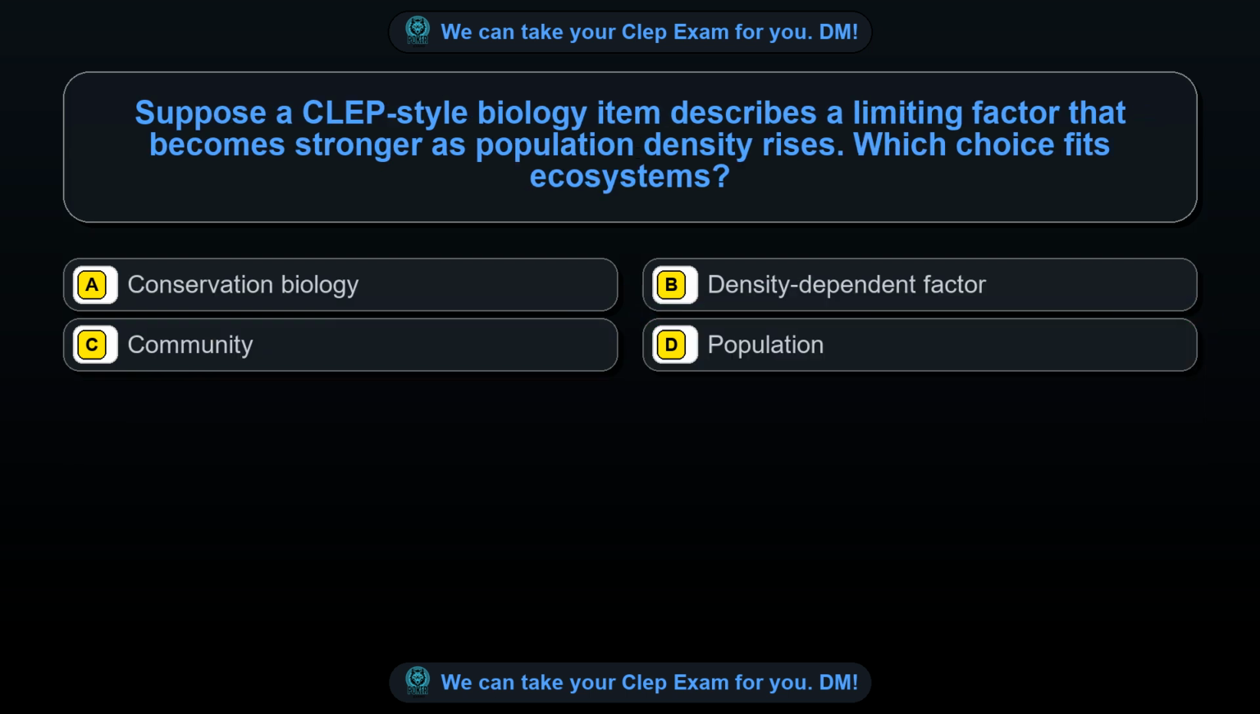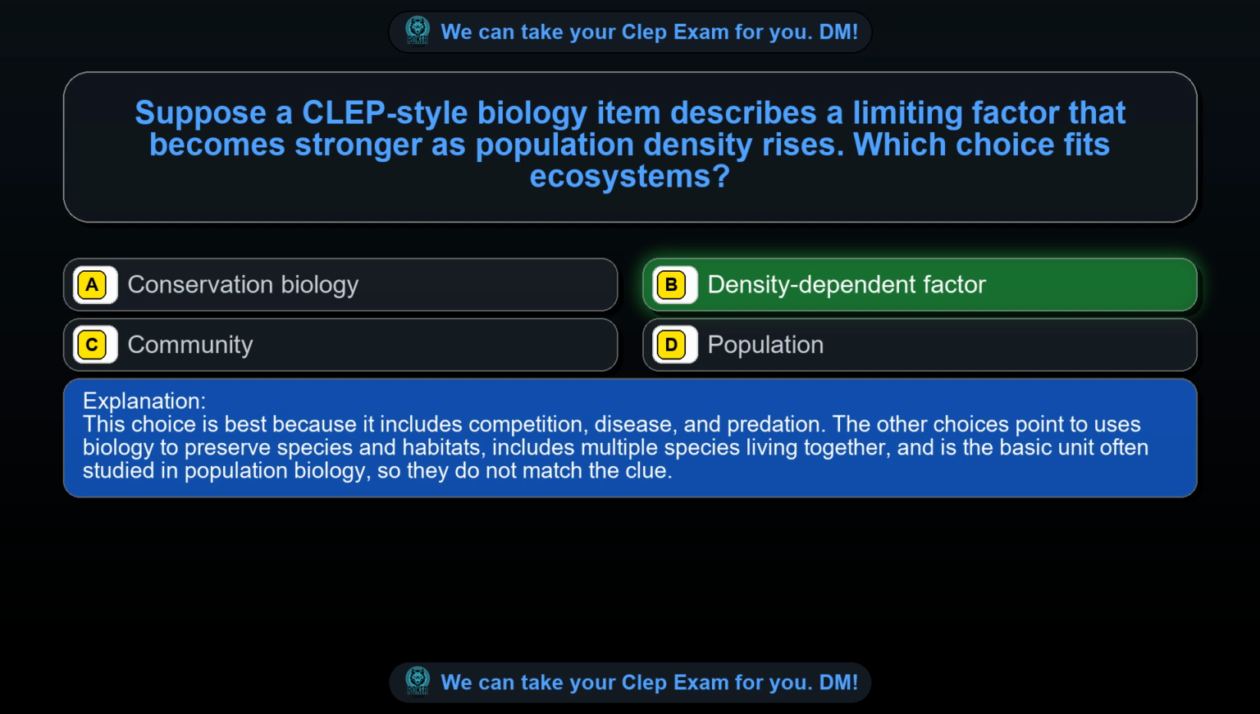Question 27. Suppose a CLEP-style biology item describes a limiting factor that becomes stronger as population density rises. Which choice fits ecosystems? Option A, conservation biology. Option B, density-dependent factor. Option C, community. Option D, population. The correct answer is option B, density-dependent factor.